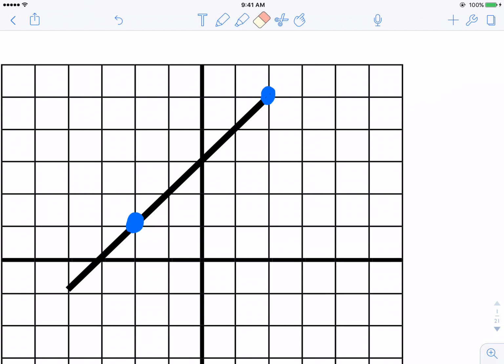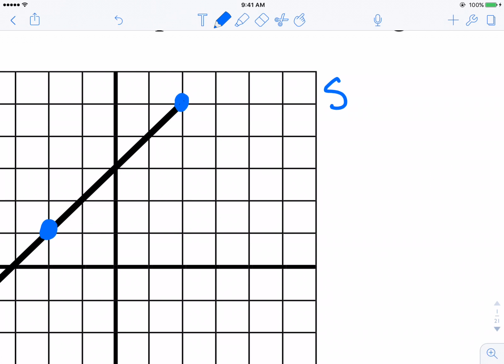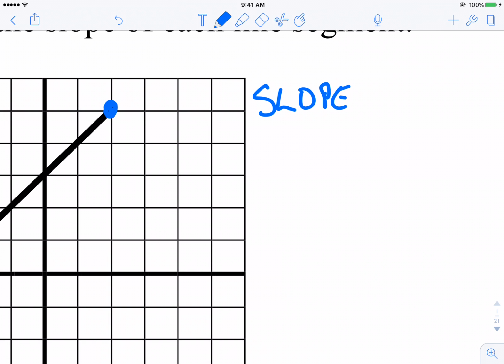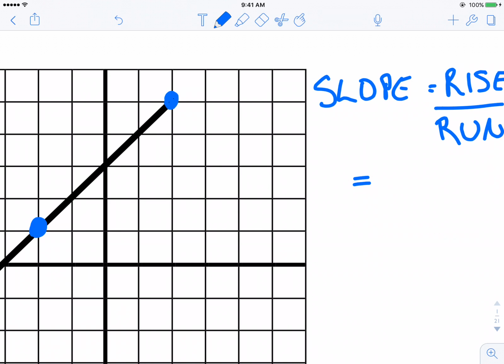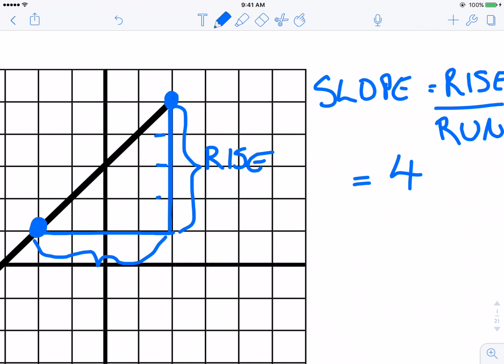If I do that, I know that slope is equal to rise over run. How far up and down does that line go between those 2 points? This is my rise. Between those 2 points, that's how far up that line went. How far up did it go? 1, 2, 3, 4. Over my run, between those 2 points, how far did that line travel, left or right? My run. Again, 4.